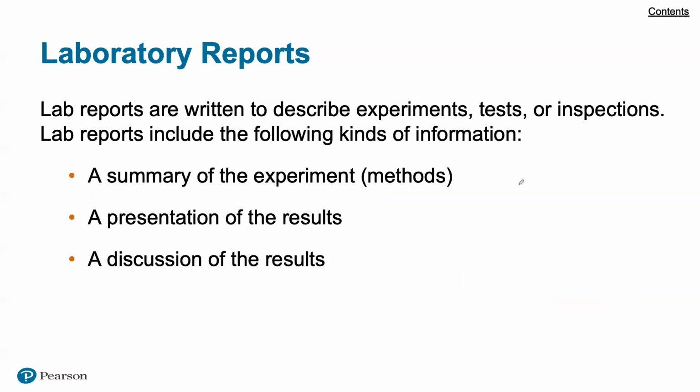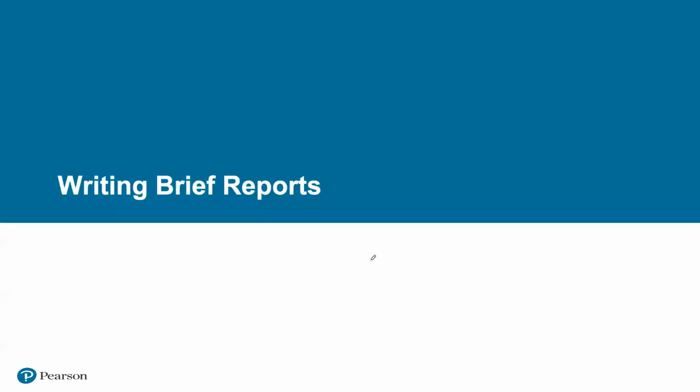Another type of technical communication is a laboratory report. Lab reports are written to describe experiments, tests, or inspections. So here you're doing, say, some new technical development. You're doing that testing, and you want to make sure that you capture all that. So the lab report includes the following kinds of information: a summary of the experiments, what were the methods that were used to get the results, a presentation of the results, and the discussion of the results. So you list the results, and then you talk about what is the impact of what you have as a result of getting what you generated.